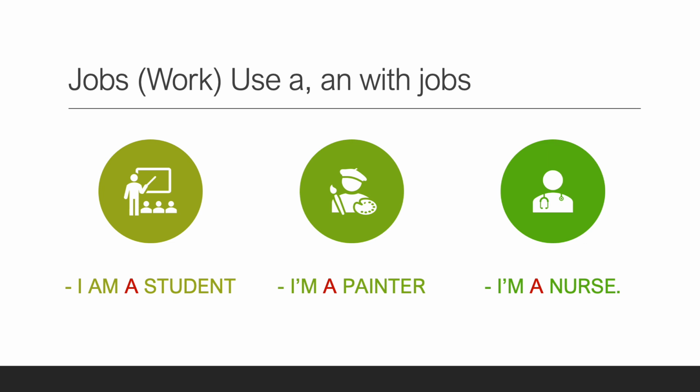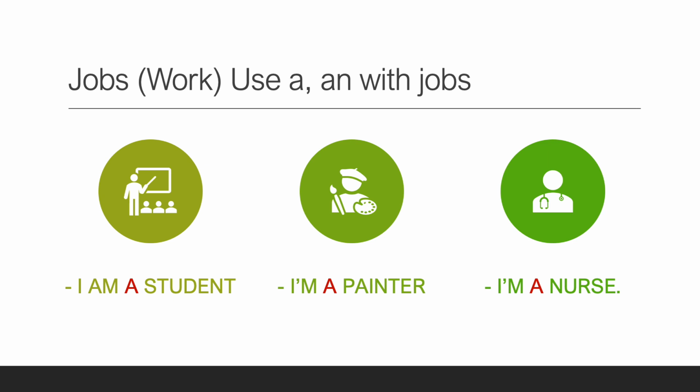The second example in front of you, what is your job? Or what do you do? I am a painter. My job is painting. The last example, I'm a nurse. As you can see in these examples, always use the article a or an with jobs. I am a trainer, for example, or I am a teacher. Always use a or an depending on the word you are using.